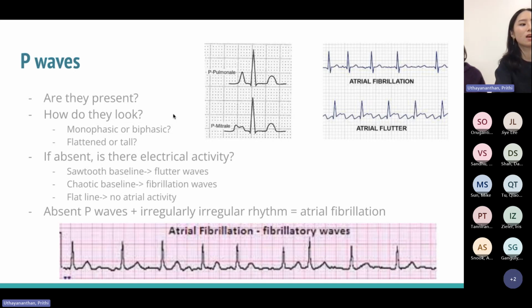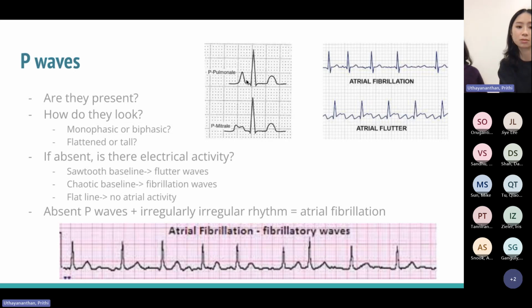So P mitrale is an example of when you would get a biphasic P wave. That's a sign of left atrial enlargement, and it's often caused by mitral stenosis. And then P pulmonale is a sign of right atrial enlargement, which is often caused by pulmonary hypertension. And we can see that the P wave is tall and peaked.